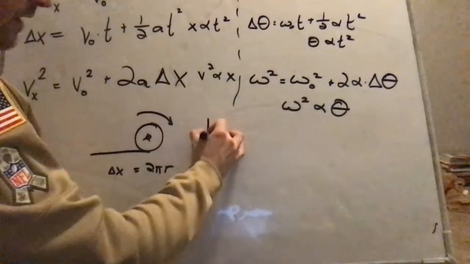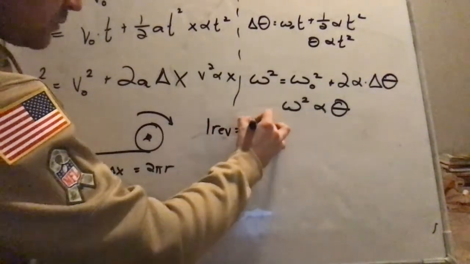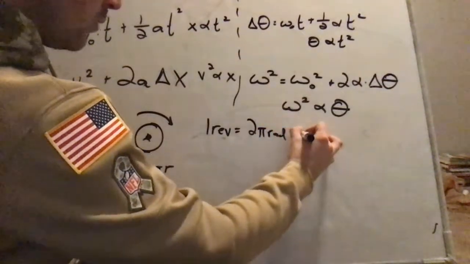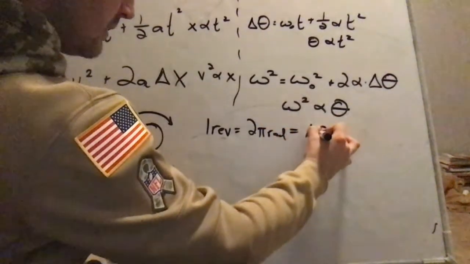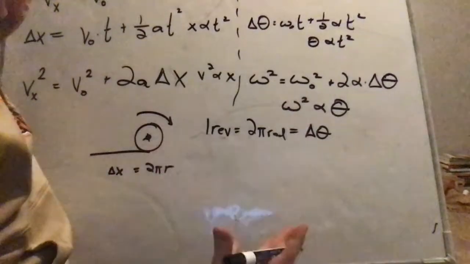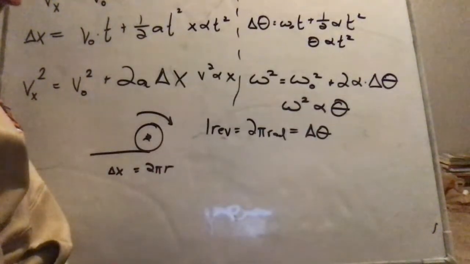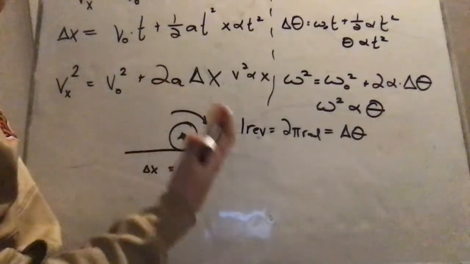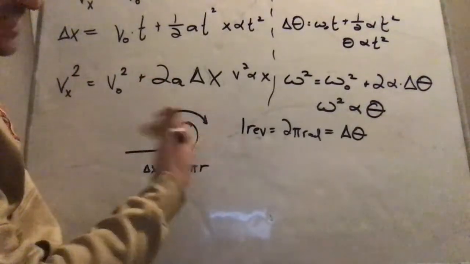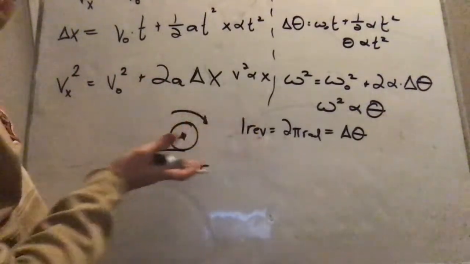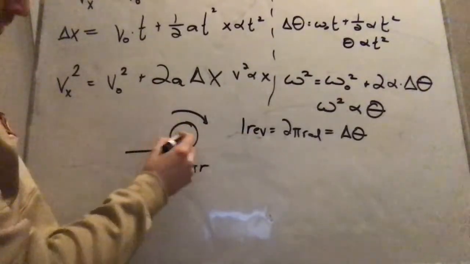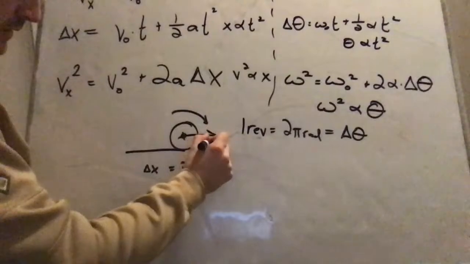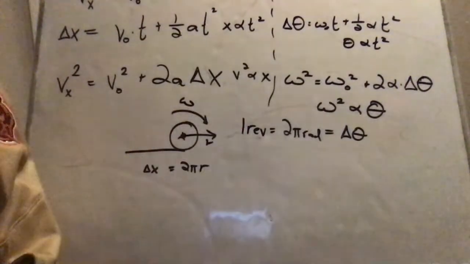We said that one revolution is equal to 2 pi radians, and that was called delta theta. It was our linear displacement. From this demonstration in class, we built out our bridge equations, the equations that link rotational motion to linear motion. This object was moving linearly, I'll call that v, while also moving angularly.